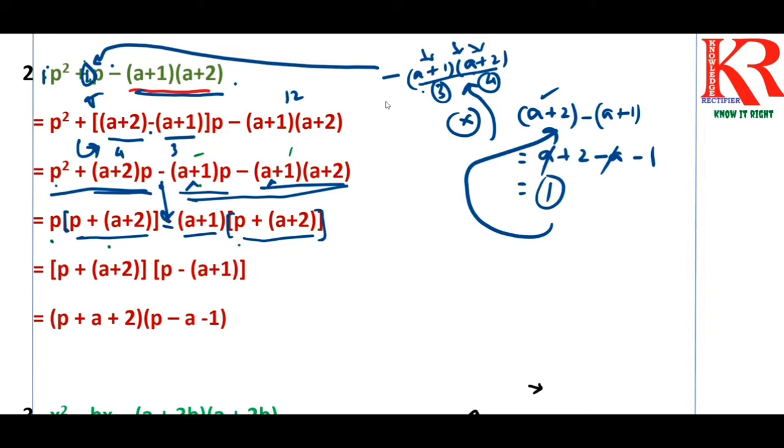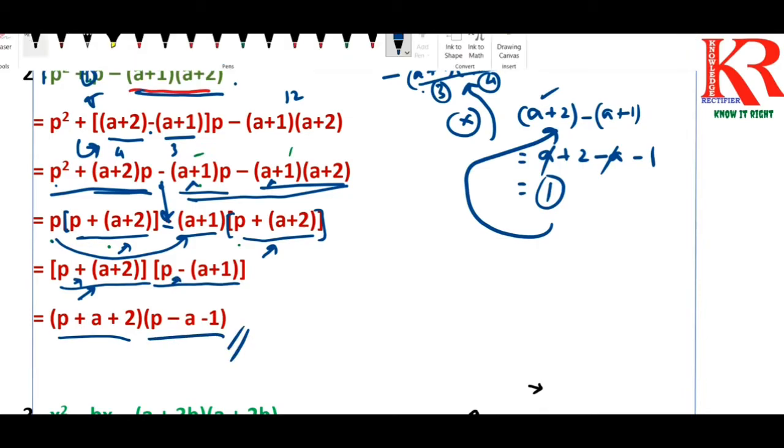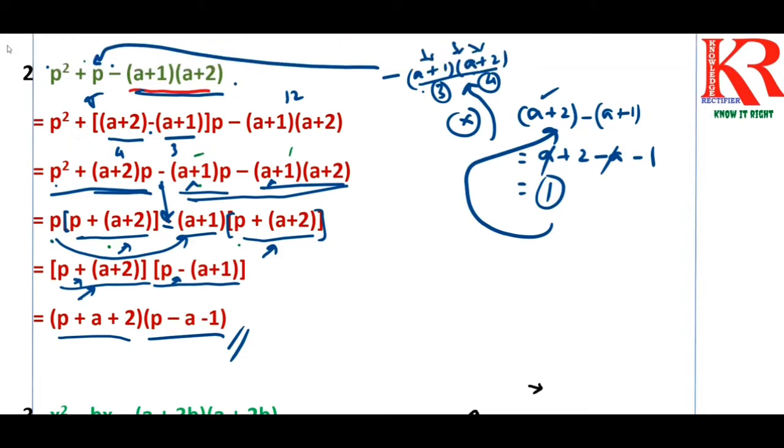Alright, then these two brackets are same, so we will keep them in one, and the remaining ones we keep in the next. Okay, then with plus you multiply and open the bracket, with this minus you multiply and open the bracket, and that should be your ultimate answer.